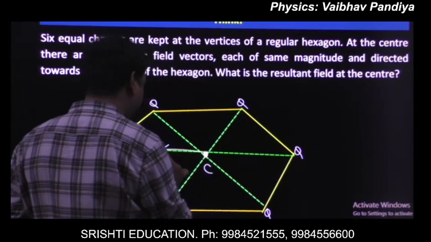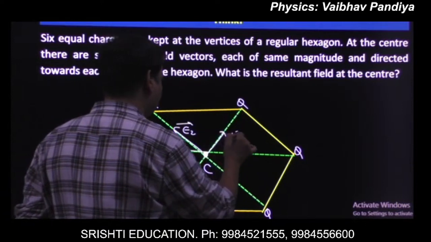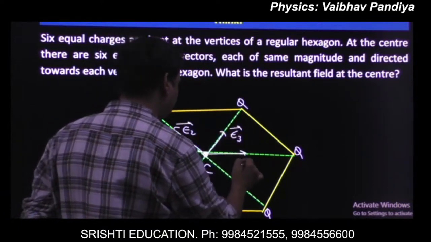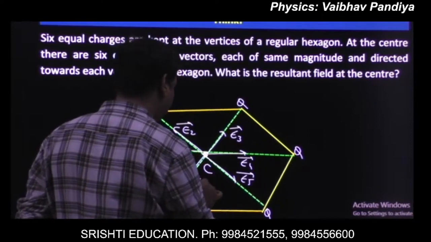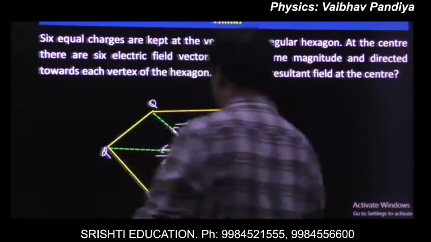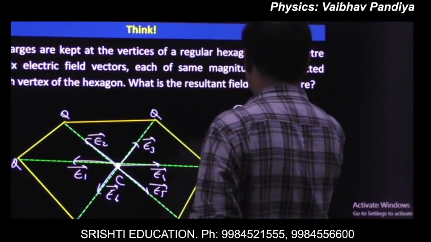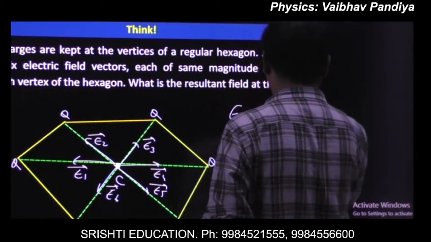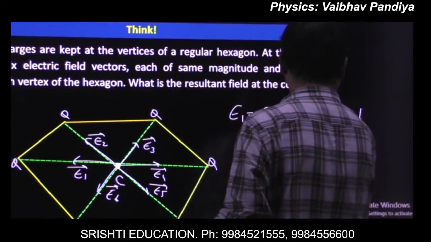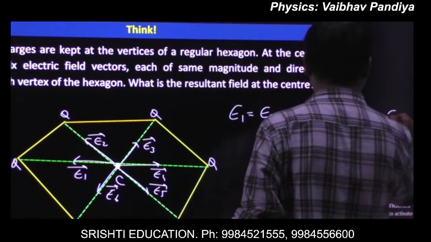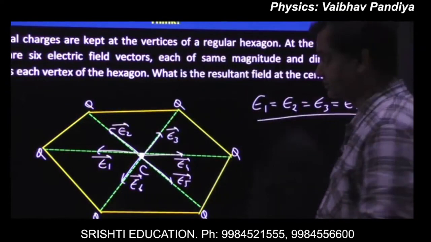One electric field is like this, say vector E1, vector E2, vector E3, vector E4, vector E5, and vector E6. There are 6 vectors at the center of a regular hexagon, and they all have the same magnitude. So we can write the magnitudes as equal. You remember how we write the magnitude? You need not put the vector sign. Okay. And we have to find the resultant of the vectors. What will be the resultant of 6 vectors?